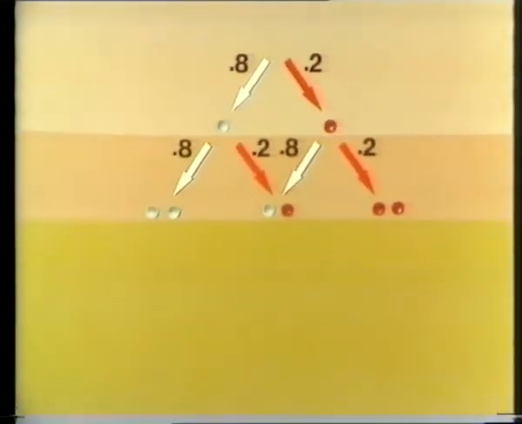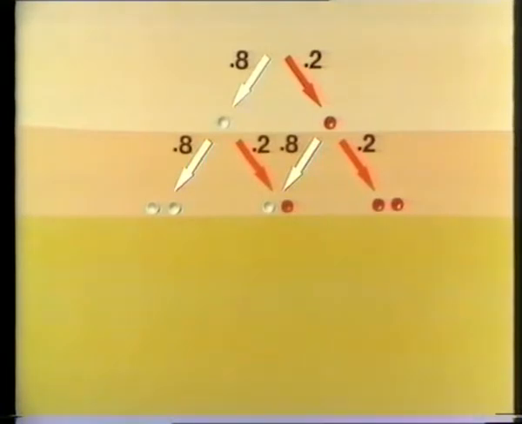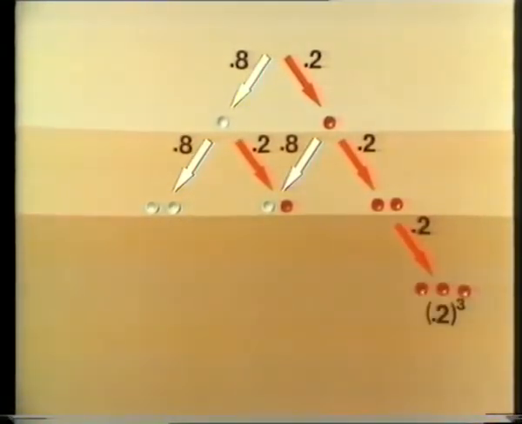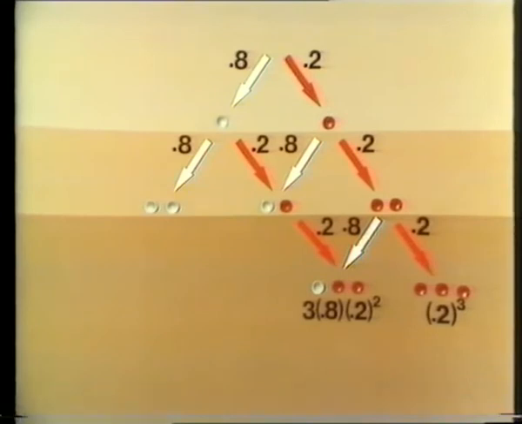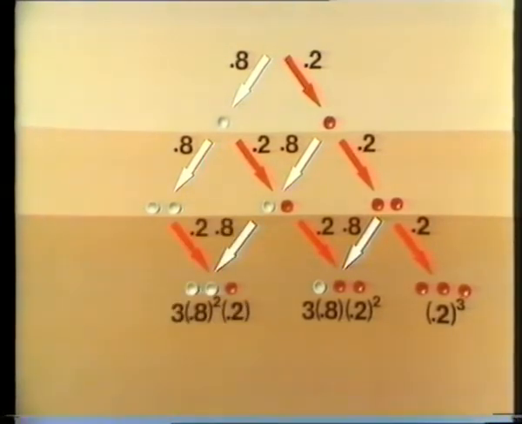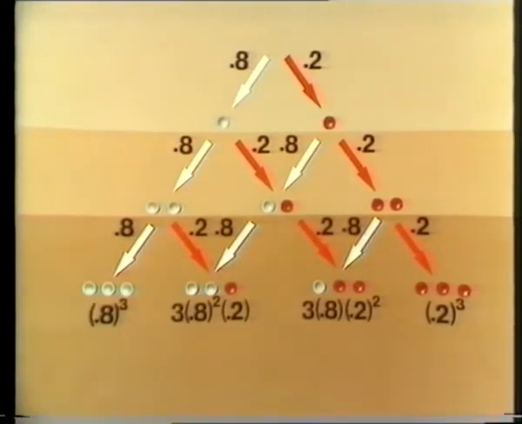The third choice works in the same sort of way. 3 reds, a white and 2 reds, 2 whites and a red, 3 whites. The sequence of probabilities we build up at each stage is called the binomial probability distribution.